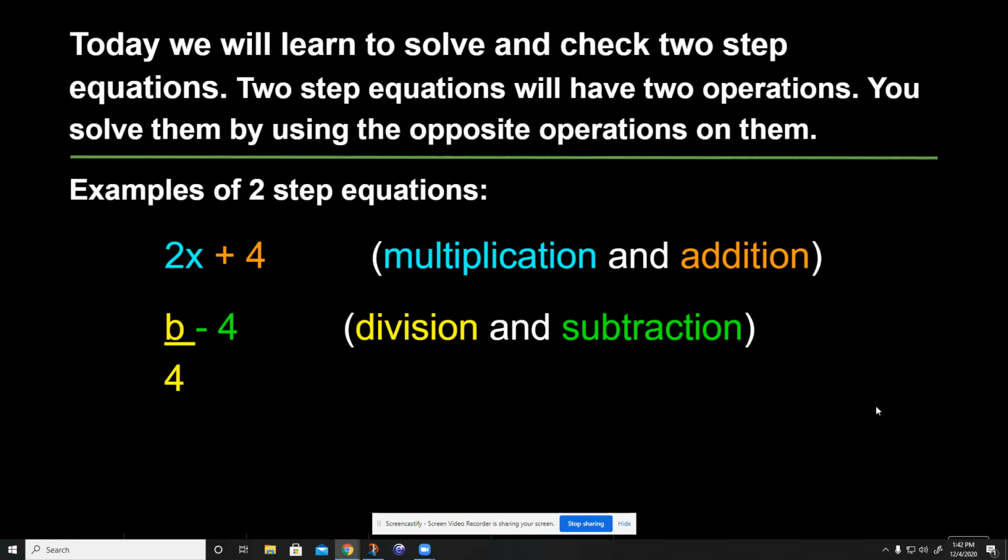Today we are going to learn to solve and check two-step equations. Two-step equations will have two operations. You will solve them by using the opposite operations on them. Examples of two-step equations are 2x plus 4. It has multiplication and addition. Another two-step equation could be b divided by 4 minus 4, which has division and subtraction.